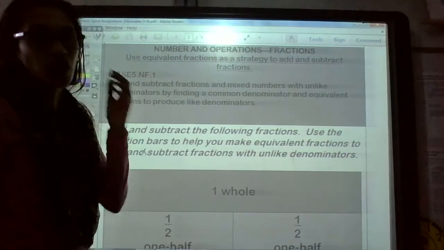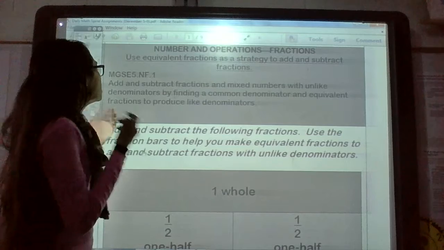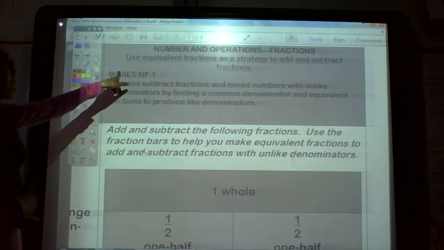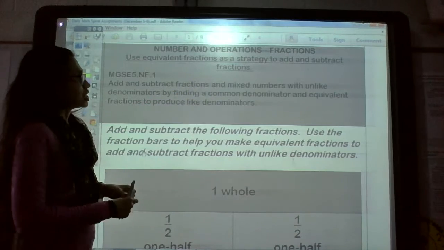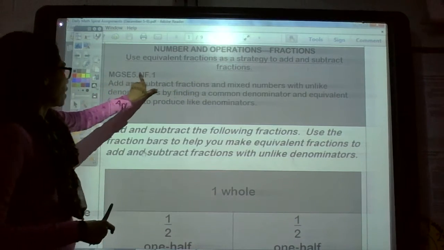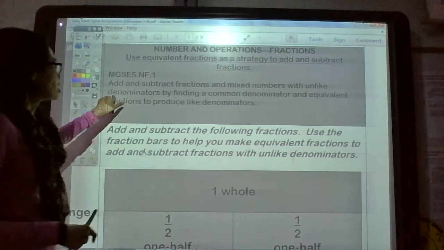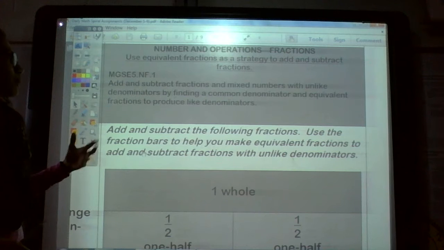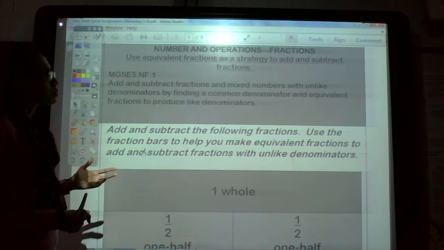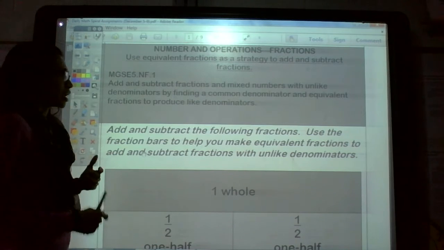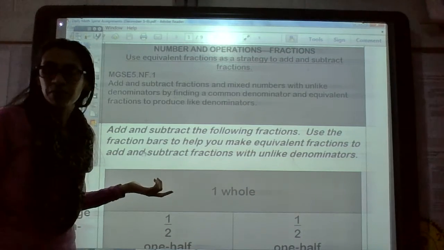Either read with me on your paper or on the board. It says number and operations fractions. Use equivalent fractions as a strategy to add and subtract fractions. MGSE 5 and F1. Add and subtract fractions and mixed numbers with unlike denominators by finding a common denominator and equivalent fractions to produce like denominators. All right, are you ready to begin?